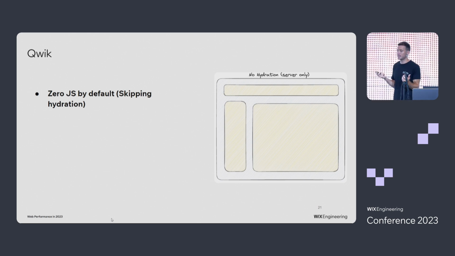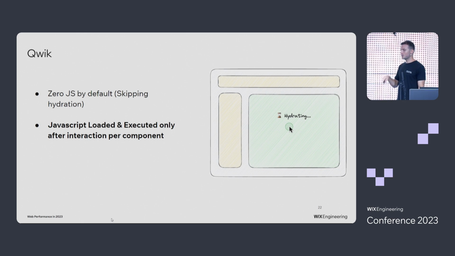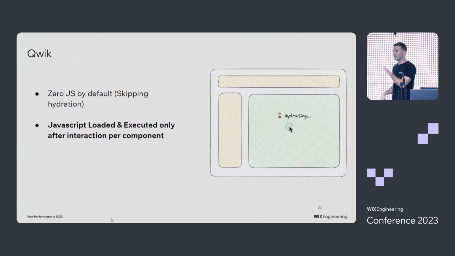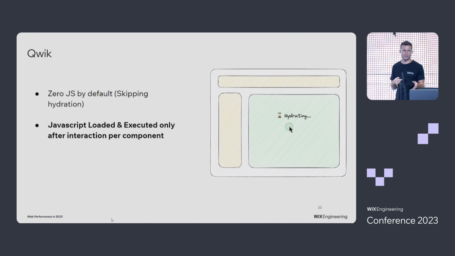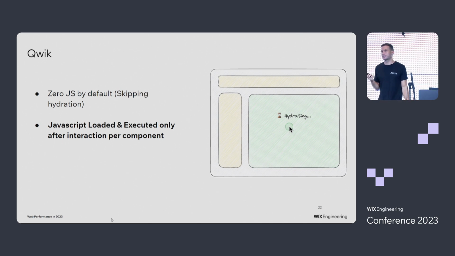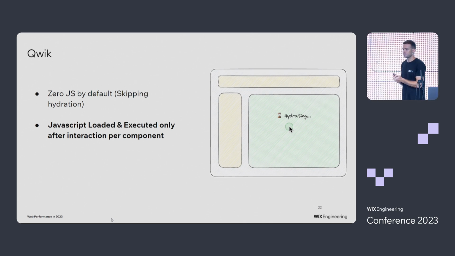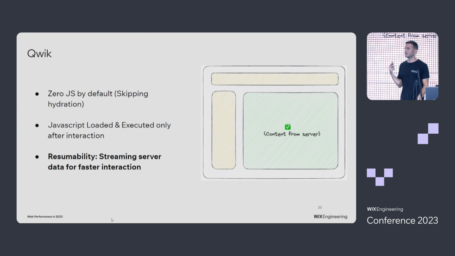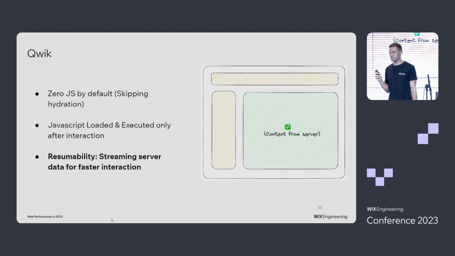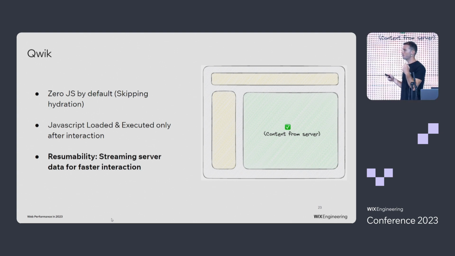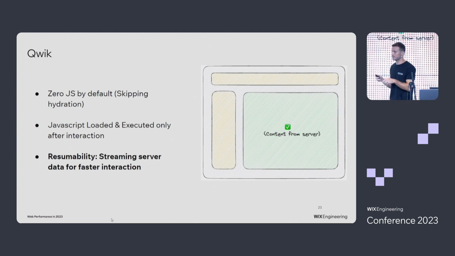So how do they make the site interactive? They only execute and download JavaScript for the components that the user is actually interacting with. So it means that the site becomes interactive very fast because you need way less JavaScript to make the components interactive, because you're only downloading what you need. To implement it, they're using something they call resumability, which means they stream the data of the components from the server to the client.